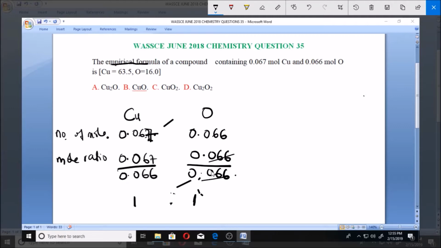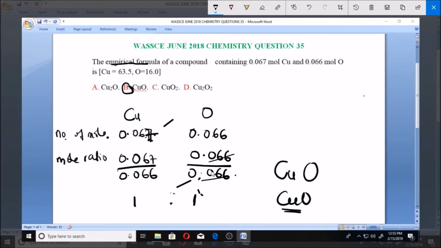So when you have 1:1, you can only say that you now have copper and oxygen in the ratio 1:1. So you just have CuO as your answer. So that makes B the correct answer.